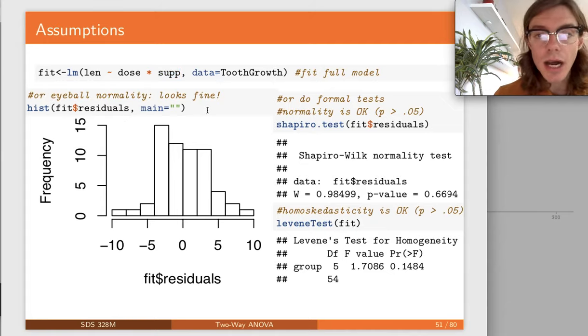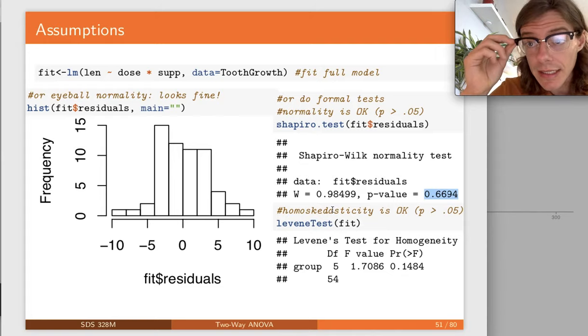Cool. If you want to eyeball the normality, just make a histogram of the residuals from this model. So just do hist of fit residuals. And it looks pretty normal. It looks mound-shaped, right? Looks fine. If you really want hard and fast cutoffs, you can do a Shapiro-Wilk test. Just do it on the residuals, and bada bing, you can't reject the null hypothesis of normality, so you're good.